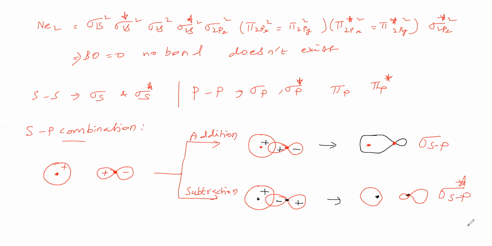Okay, next the dd combination. In the dd combination, here also addition overlap and subtraction overlap are possible. The dd combination gives a bonding molecular orbital, delta. This delta is the bonding molecular orbital and delta star is the antibonding molecular orbital. So the delta molecular orbital and delta star molecular orbital will be obtained by the dd combination.